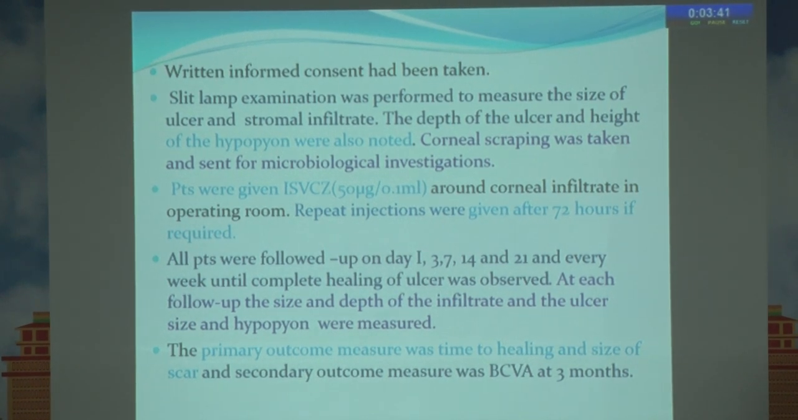Examination was performed to measure size of ulcer, stromal infiltrate, depth of ulcer, and height of hypopyon. Patients were given 50 microgram intrastromal voriconazole circumferentially around the corneal infiltrate or corneal ulcer. Repeat injections were given after 72 hours if required. Patients were followed at 1, 3, 7, 14, and 21 days.